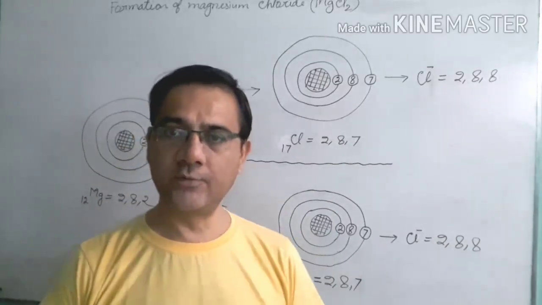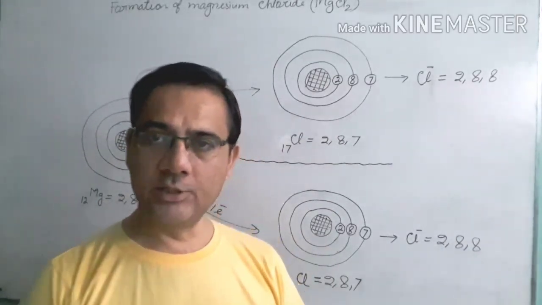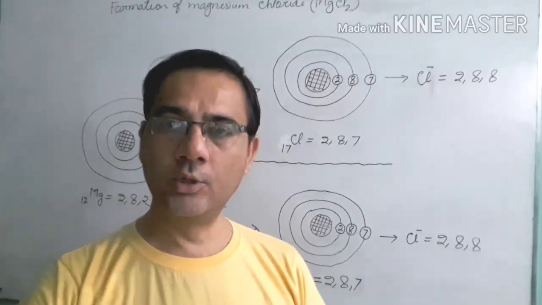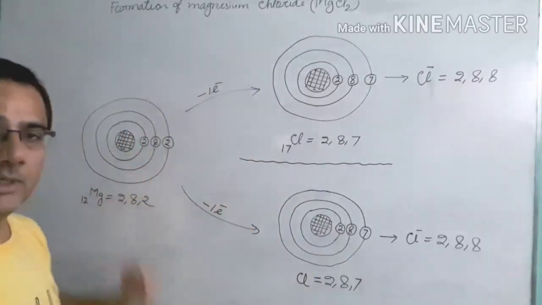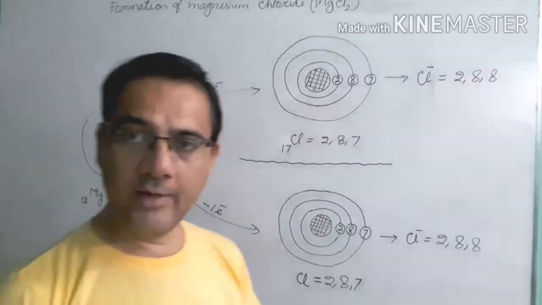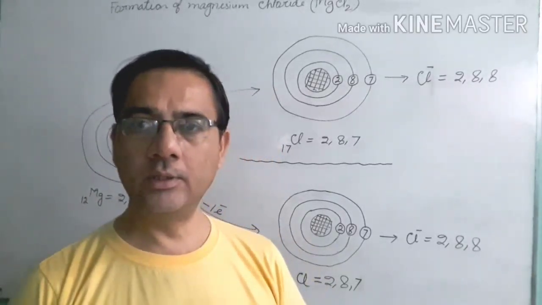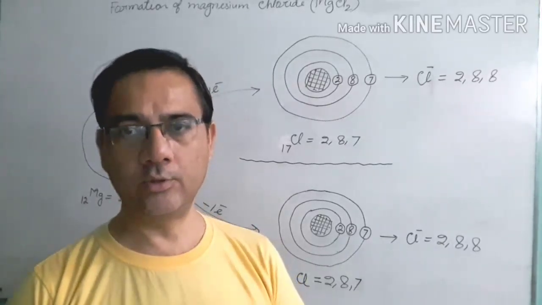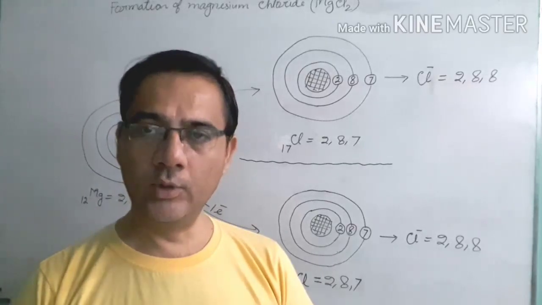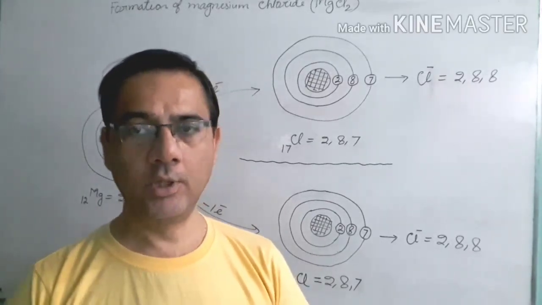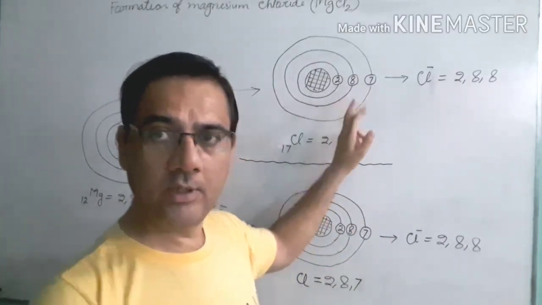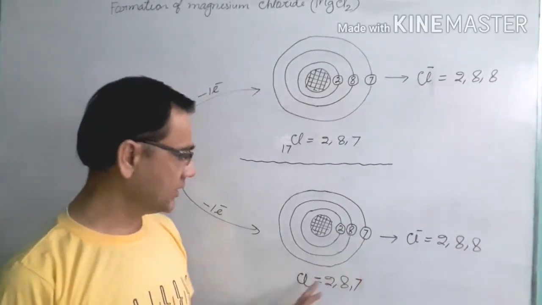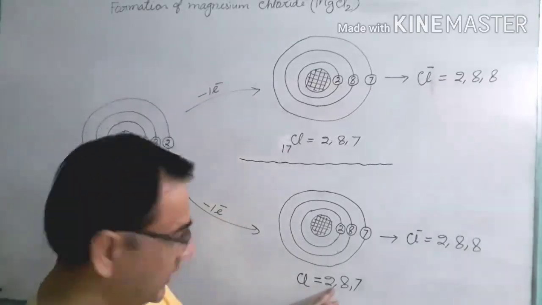Now we see how the transfer of electrons takes place. Magnesium has only 2 electrons in the outermost shell. Anyhow, magnesium has to lose 2 electrons to make 8 electrons in the outermost shell. And when it loses 2 electrons, there must be 2 atoms of chlorine to accept those 2 electrons, because one chlorine atom can only accept 1 electron. So one chlorine atom accepts 1 electron, another chlorine atom also accepts 1 electron, and the configuration becomes 2, 8 and 7.